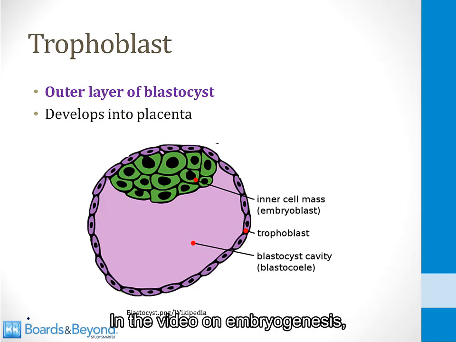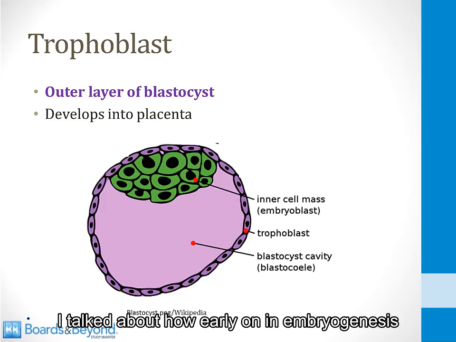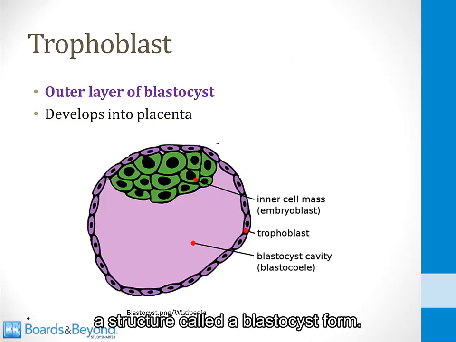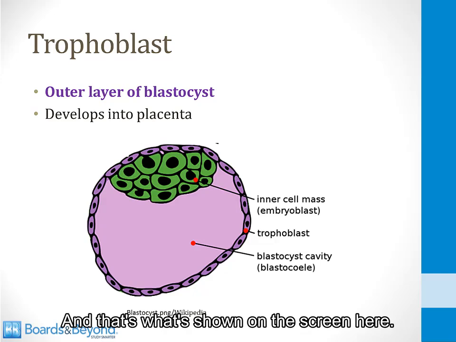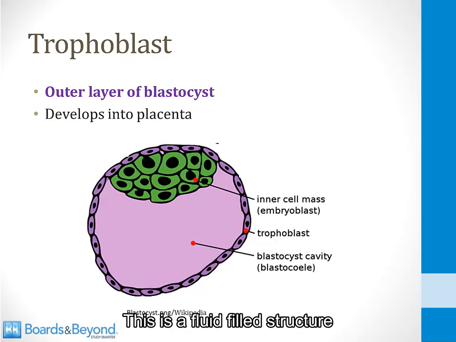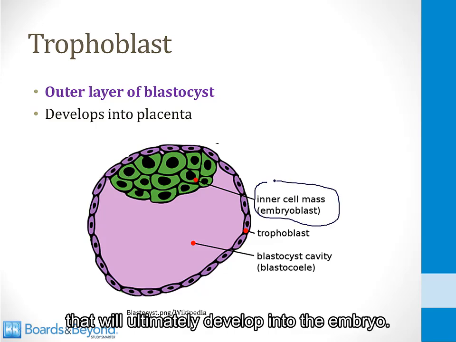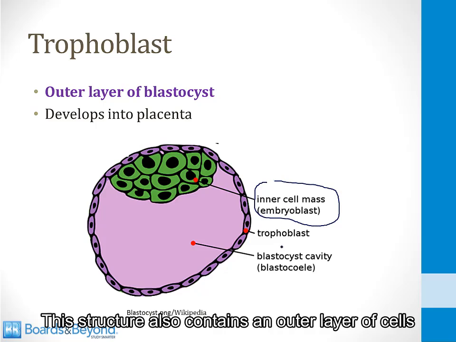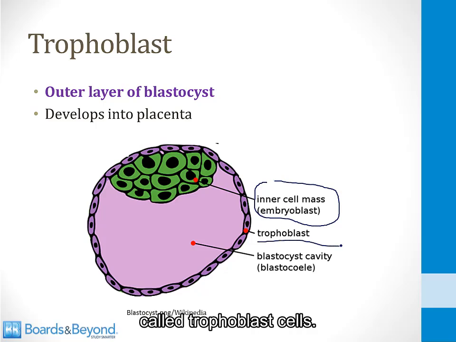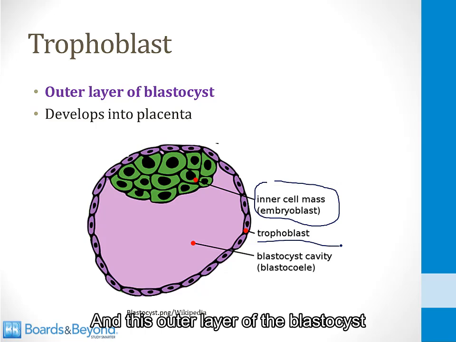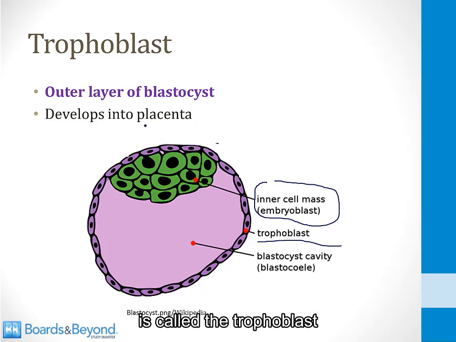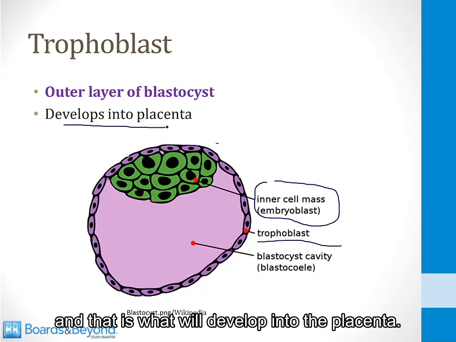Now let's talk about the trophoblast. In the video on embryogenesis, I talked about how early on in embryogenesis, a structure called a blastocyst formed, and that's what's shown on the screen here. This is a fluid-filled structure that contains an inner cell mass that will ultimately develop into the embryo. This structure also contains an outer layer of cells called trophoblast cells, and this outer layer of the blastocyst is called the trophoblast, and that is what will develop into the placenta.